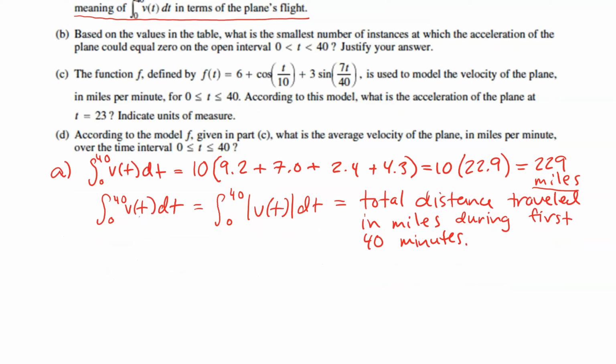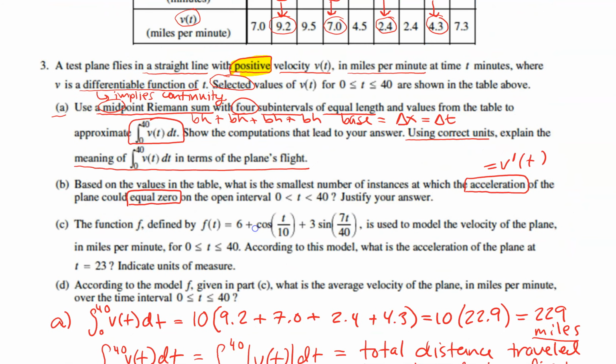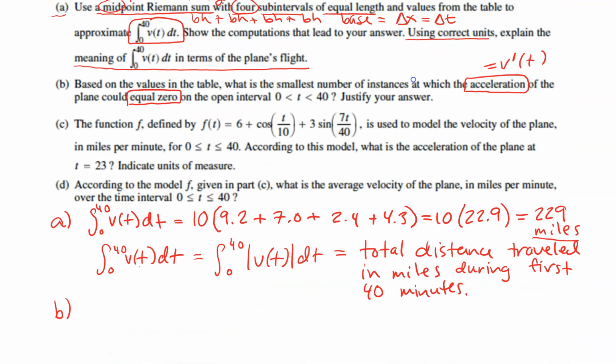So moving to part B, where we are being asked to determine the smallest number of instances at which the acceleration of the plane could equal 0. So we have to know a couple things. The first thing we have to understand is that acceleration is equal to the derivative of velocity. Okay, so we are not going to be looking at when these values of velocity equal 0, but rather when their change in velocity over change in time, which is acceleration, is equal to 0.